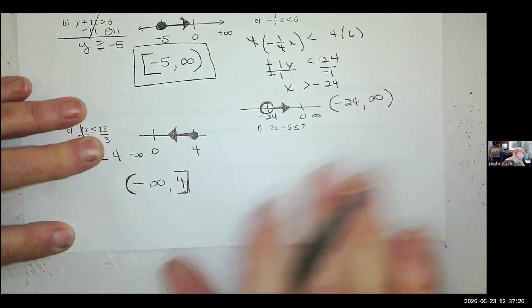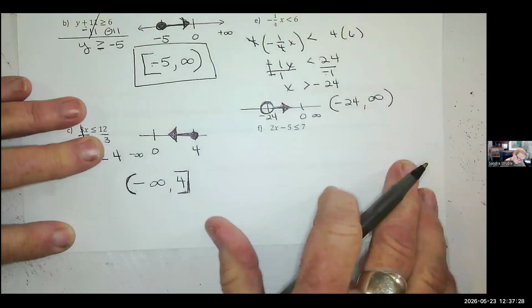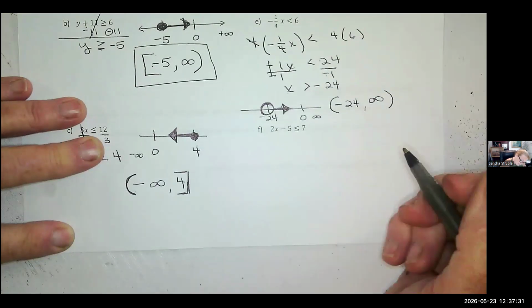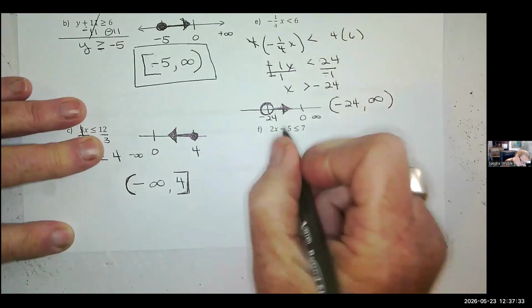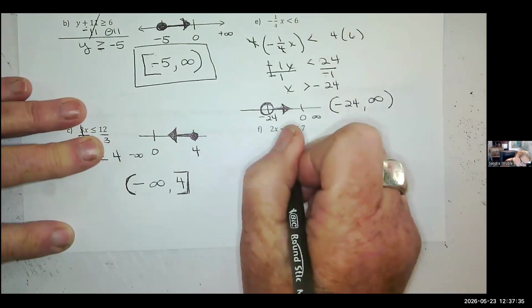All right, now I want you to pause the video, attempt this last one on this page yourself, and see how you do. Okay, I'm going to start by getting rid of the 5. It is subtracted from 2x, so I'm going to add 5 to both sides.